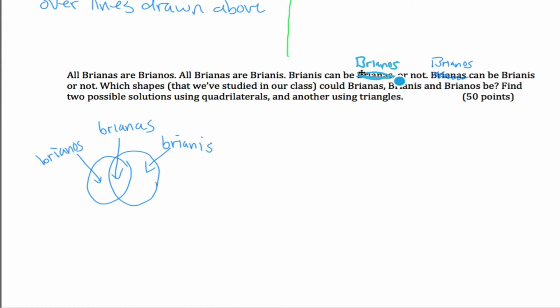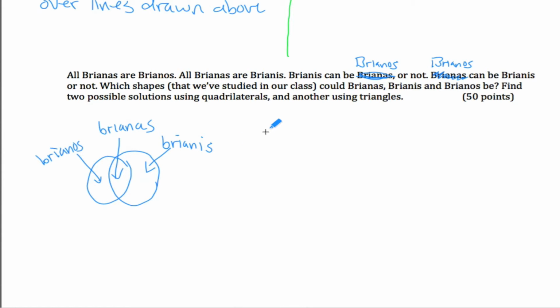Okay, so I had to change this a little bit. So what I'm saying here in the second sentence is Briannese, these guys right here, could be Briannas or not. So you could be in here or in here. And similarly, Briannas, this circle right here, could be Briannese, so in this circle or not. So all of this information is just describing a situation like this. And what we're supposed to do is figure out what shape these guys could be.